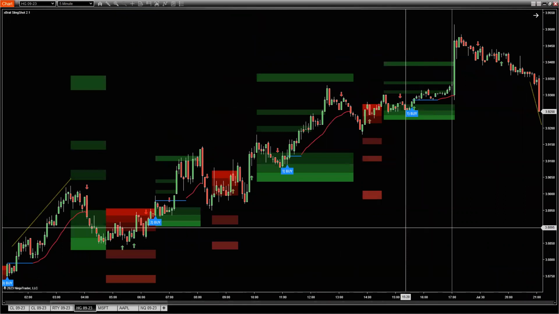But it's about combining those strategies. You can't just rely on one particular strategy because market conditions change. So Slingshot could be hot for 10 consecutive days and then go flat for a few days.